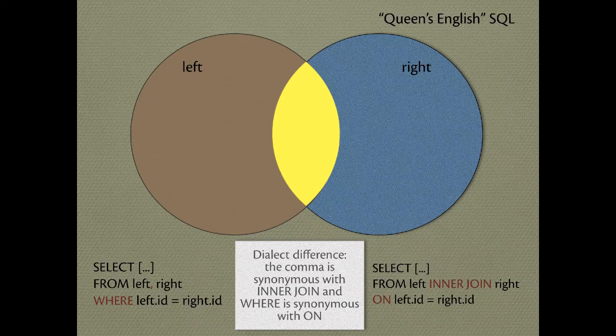Now, what's interesting about this is that MySQL decided that the comma was going to be synonymous with inner join. That just makes things a little easier for us. And it also decided that we could use the where clause to tell MySQL how to align the 2 or 3 or 4 tables. So in kind of Queen's English SQL, we have to use the on keyword, but in MySQL, we can do that with a where keyword. Now that's important because as we move into left join, we're going to have to be writing more proper Queen's English SQL.